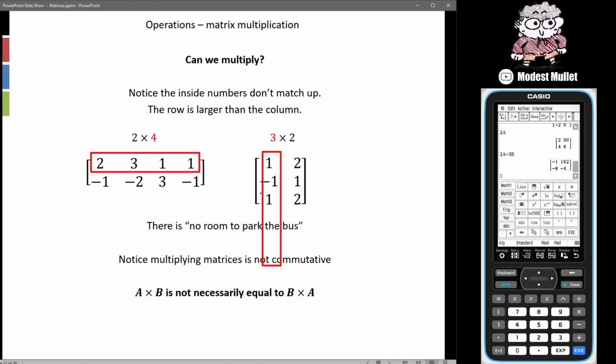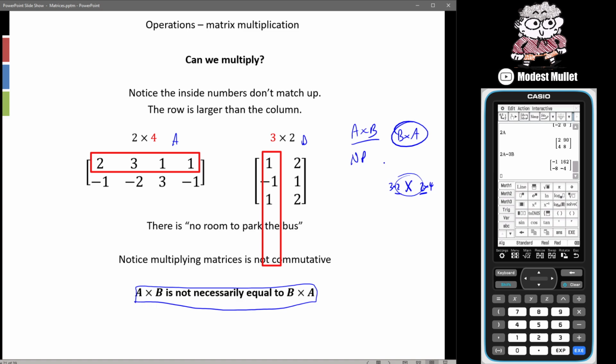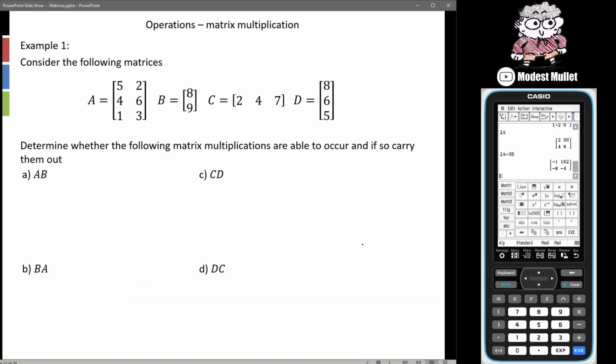Right, with this too, just quickly here, this means order is important. Because if we flip this scenario, say we call this A and we call this B, well, A times B is not possible. But if I did B times A, switch the order, I've now got a 3 by 2 times a 2 by 4. Since the inside numbers match, that one is actually possible. We could do that. So order is critical for matrix multiplications.